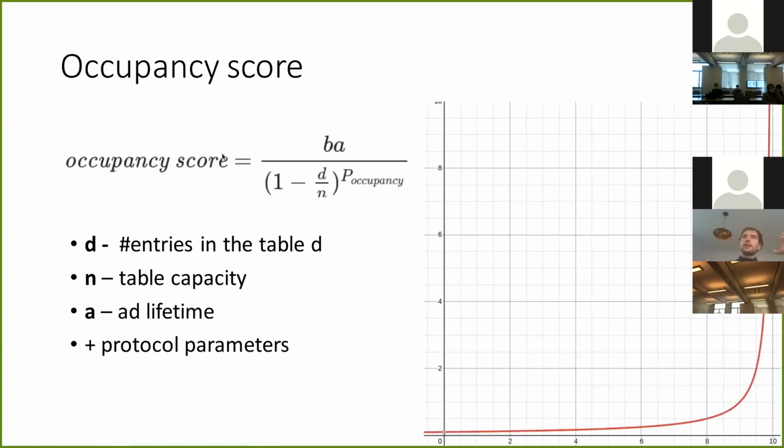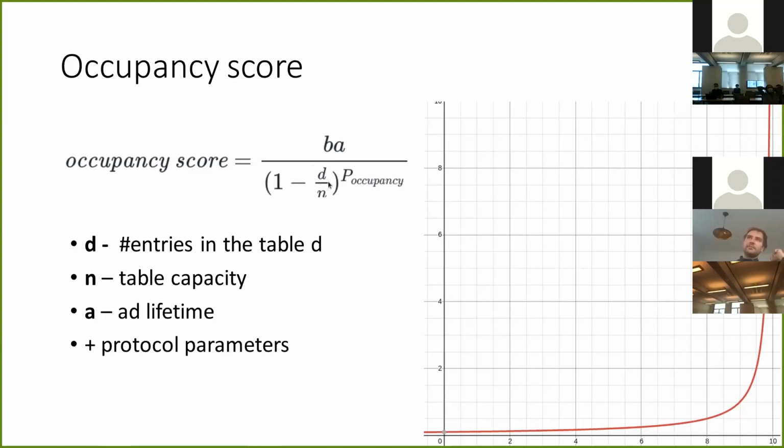Right, so this is how we calculate the occupancy score. We can forget about this b and this power. Those are just some parameters, but the important part is we have this 1 minus, and here we have N. N is just the limit of the table. So let's say this is, I don't know, 100, which means that I don't want to have more entries than 100 in my table. And then D is the current number of entries in the table.